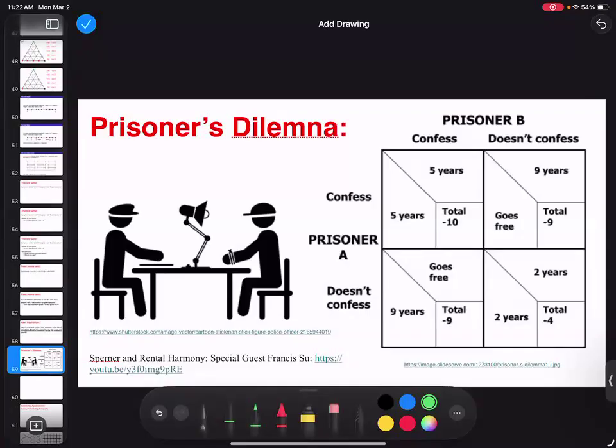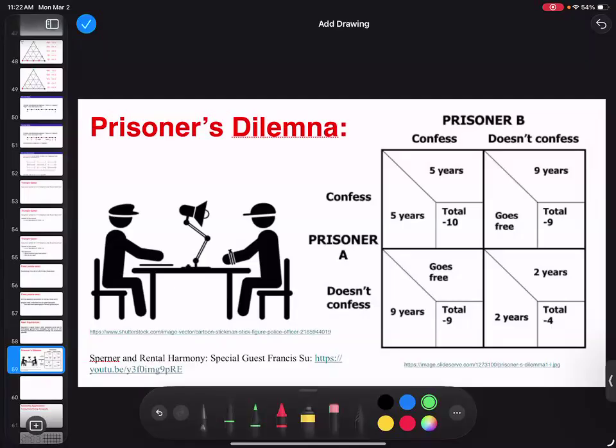If you confess and your partner doesn't confess, you go free, they get nothing. Yeah, you're risking it, because you don't know if the person's gonna talk or not. You don't know what your partner's going to do. If you knew for certainty that your partner would not confess, what would you do? Not confess. And if your partner knows that you're not going to confess, what should they do?